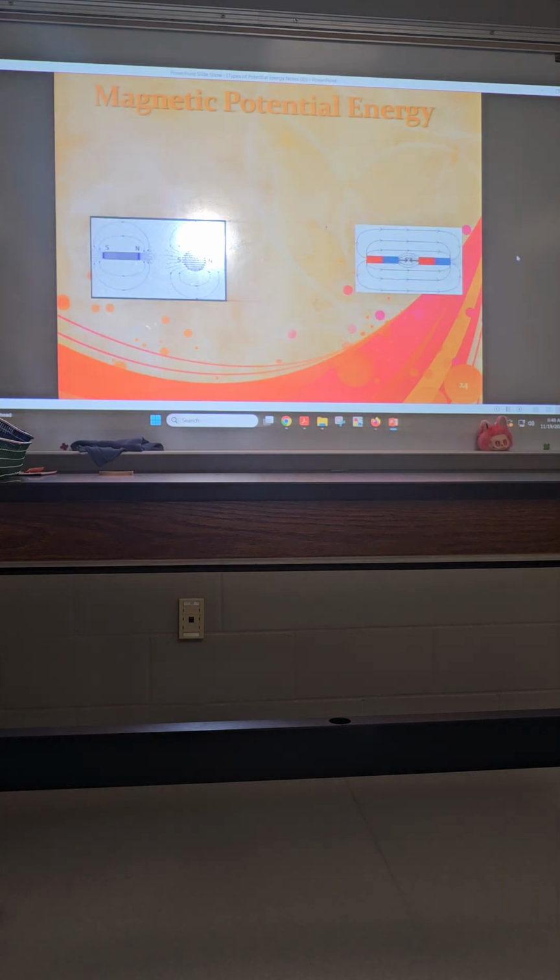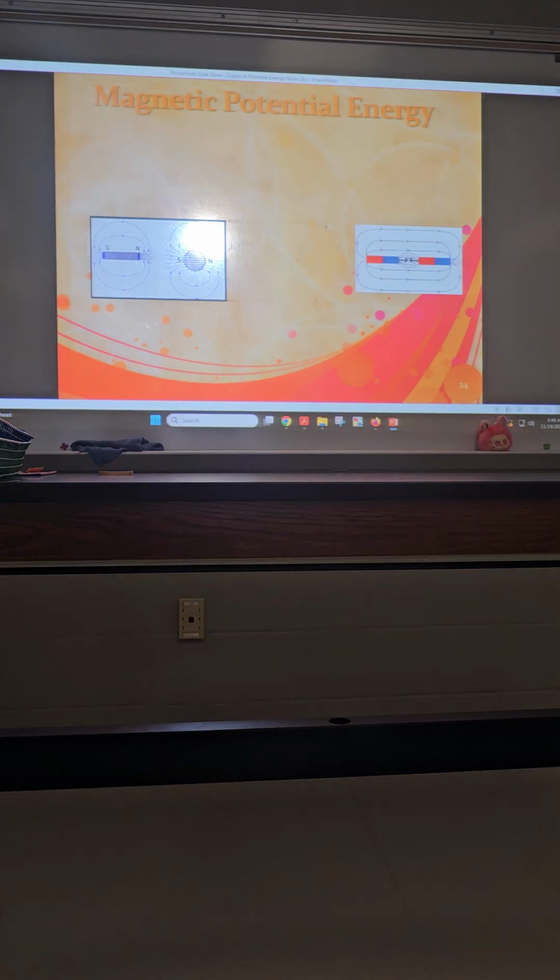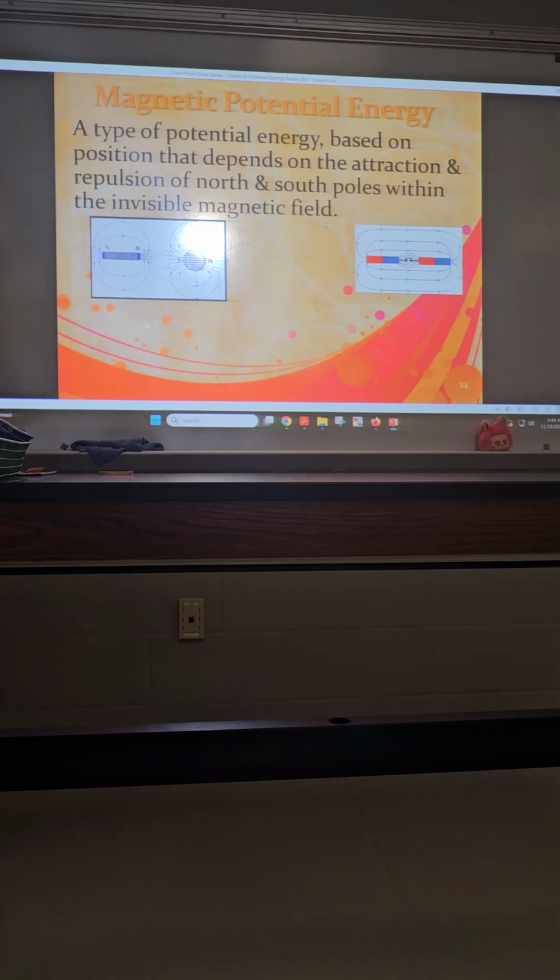Let's take a look back at magnetic. So gravitational, electrical, and magnetic were our three non-contact forces. And we've already talked about the first two, and here's our third one: the magnetic potential energy that something has. So this is a type of potential energy based on position, and it depends on the attraction and repulsion of the north and south poles within those invisible magnetic fields.